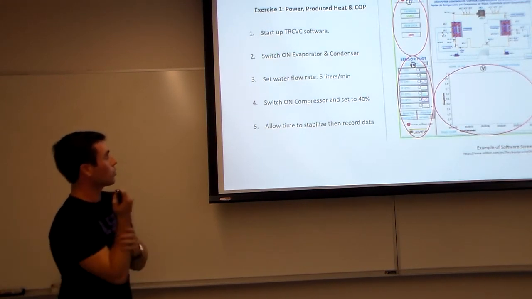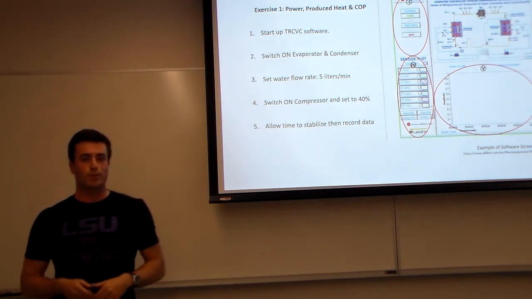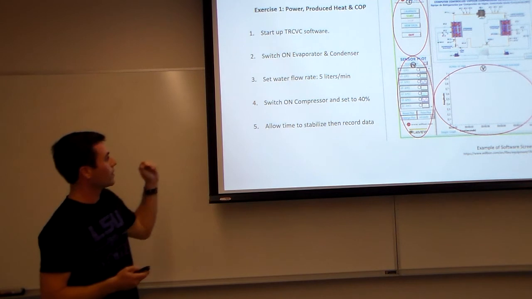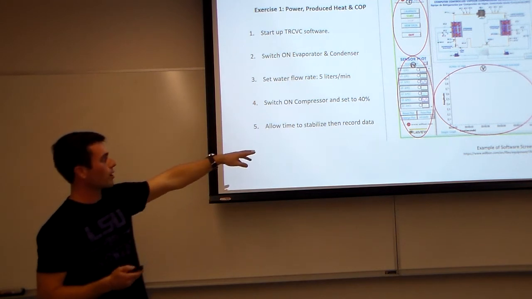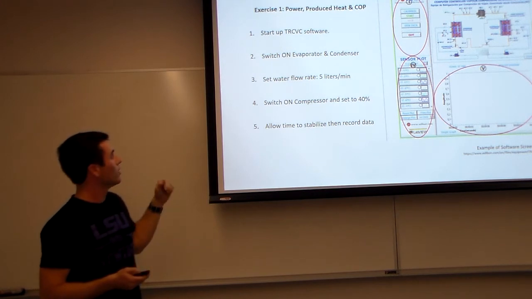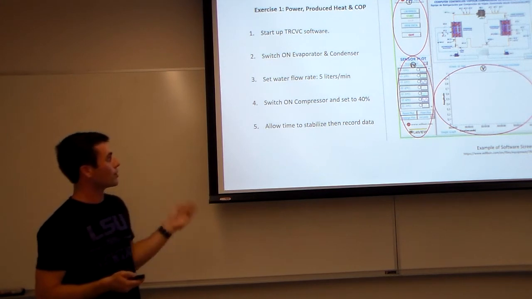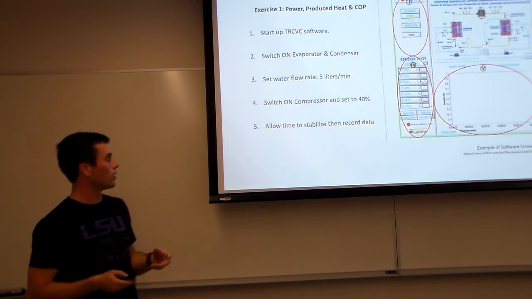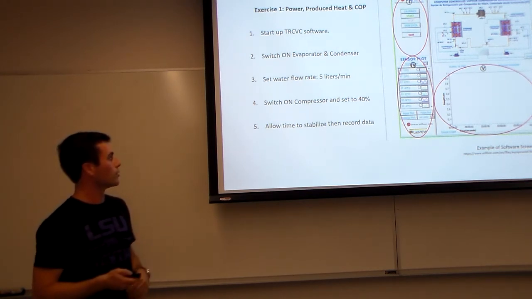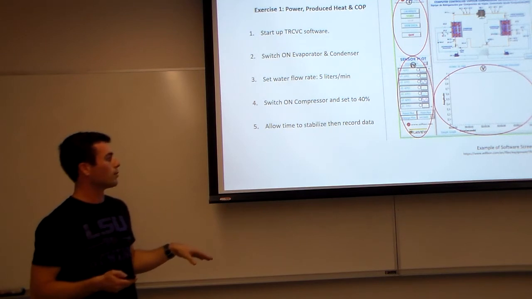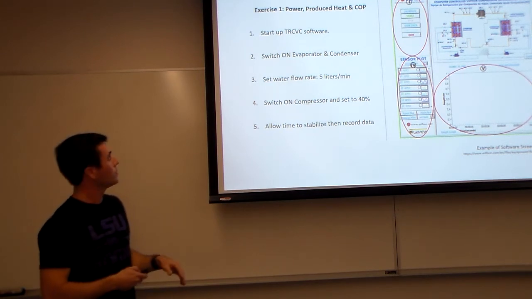So just kind of quick, going over the experiment procedure. This experiment is going to be nice and quick for us. Groups 2 and 4 are going to be out of here pretty quick. The actual screen we're going to be looking at on the computer looks like this. I won't be able to decipher it for y'all because I haven't seen it myself. But we're going to start the software. We're going to make sure the evaporator and condenser are on. We're going to set our water flow rate, which is our medium of exchange, to 5 liters per minute. Turn on the compressor and set it to 40%. I haven't seen it, whatever that ends up being. And then we'll allow it to stabilize and record our data from that.